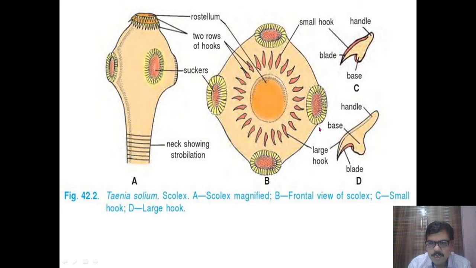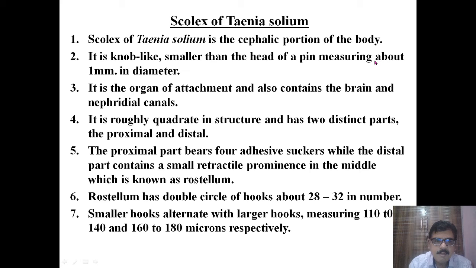Each hook comprises a blade, base, and handle. This is a large hook and this is a small hook. The scolex is knob-like, smaller than the head of a pin, measuring about 1 millimeter in diameter. It is an organ of attachment and also contains the brain and nephridial canals. It is roughly quadrate in structure, having four corners, and has two distinct parts: one is the proximal part and the other is the distal part.